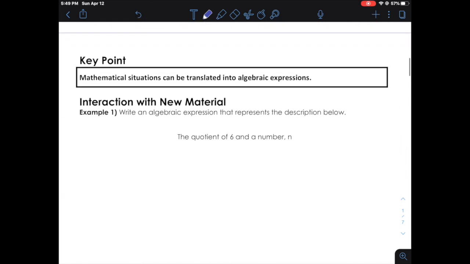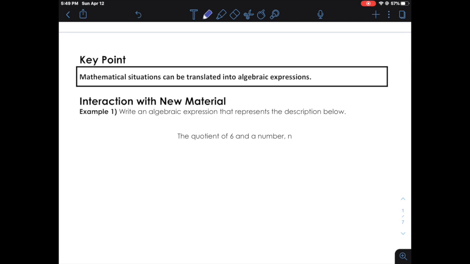So we have our key point. Mathematical situations can be translated into algebraic expressions. So when we see this word algebraic, all that means is you're going to start seeing variables.